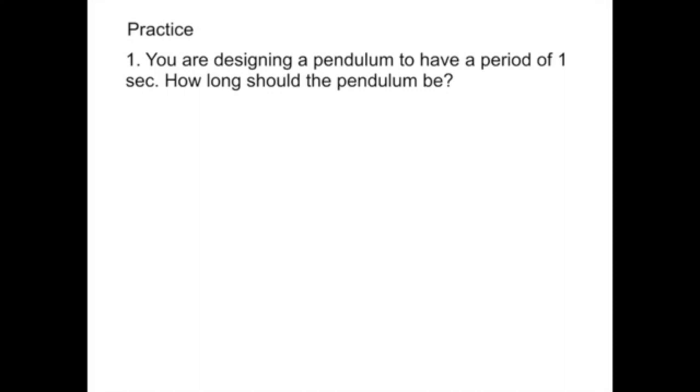Number 1. You are designing a pendulum to have a period of 1 second. How long should the pendulum be? So we know that pendulum period depends on length, so I'll write out our equation where period is equal to 2 pi root L over g. Now we're ready to plug in some variables and solve.